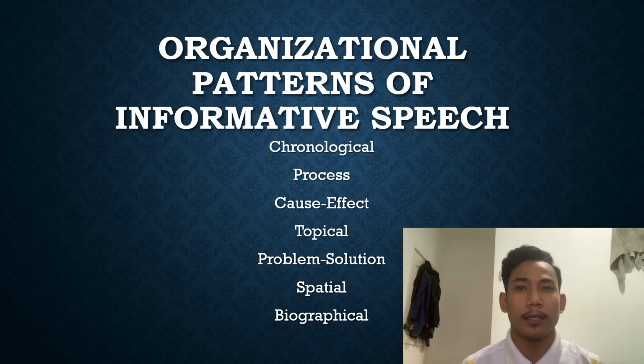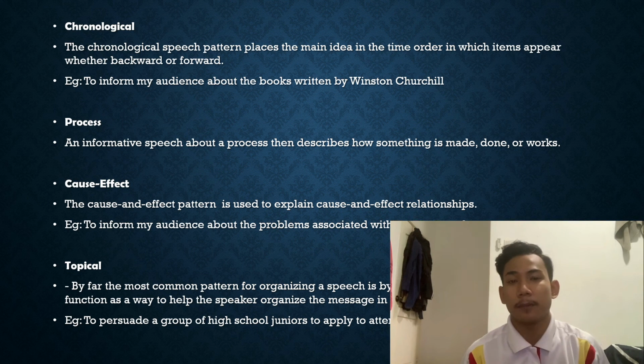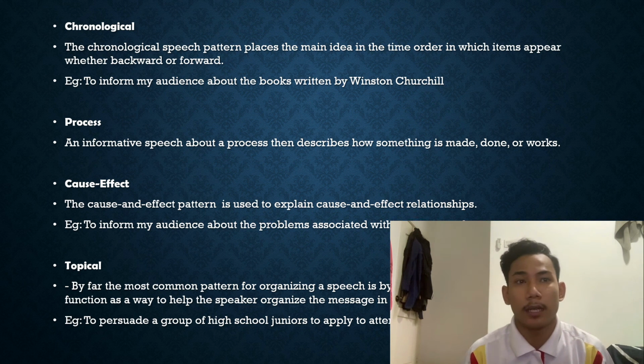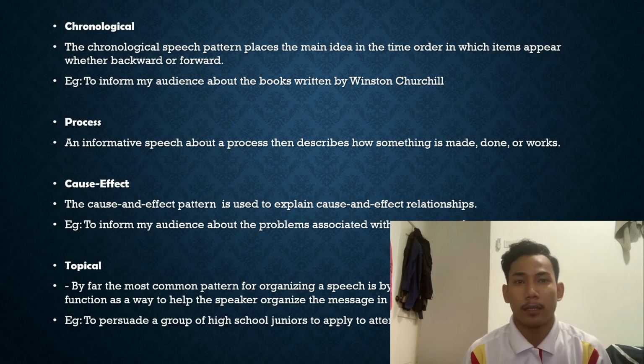First is chronological, second is process, third is cause effect, fourth is topical, fifth is problem solution, sixth is spatial, and seventh is biographical. So for the chronological speech pattern, place the main ideas in the time order in which items appear, whether backward or forward. For example, to inform the audience about a book written by someone. That is the chronological pattern. So we move to the process pattern.